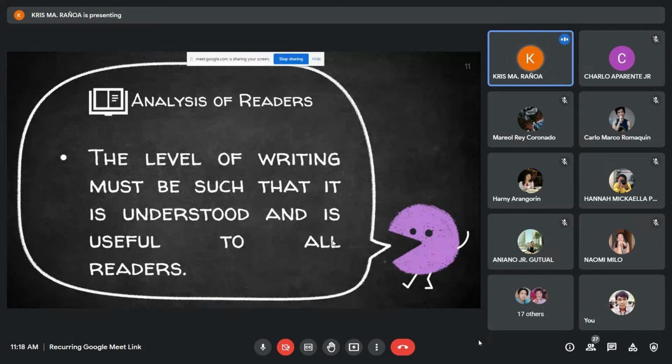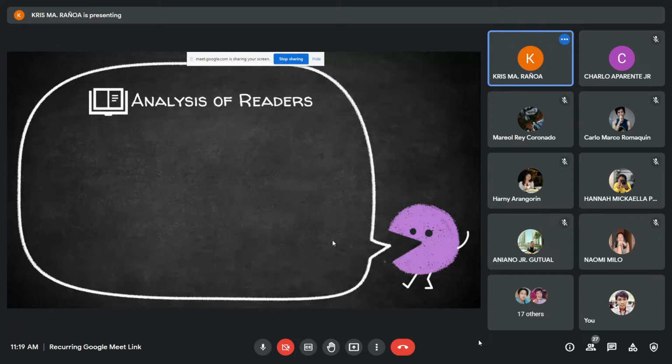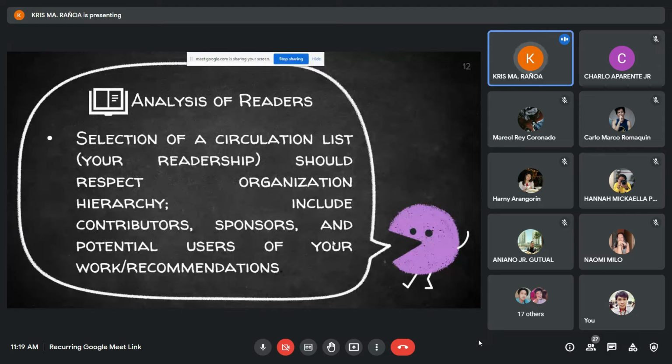Then, the level of writing must be such that it is understood and it is useful to all readers. So, as usual, imong writings kailangan proper o appropriate ang mga words sa imong gipanggamit. Tapos, grammatically correct na mga sentence sa imong mga writings. Next kay selection of a circulation list. Your readership should respect organization, hierarchy, include contributors, sponsors, and potential users of your work recommendation.